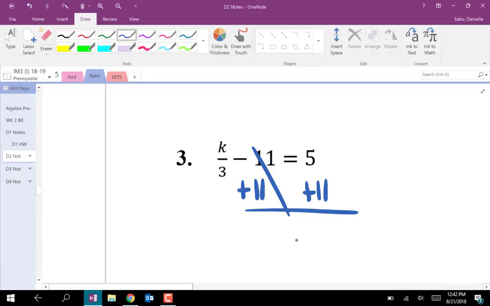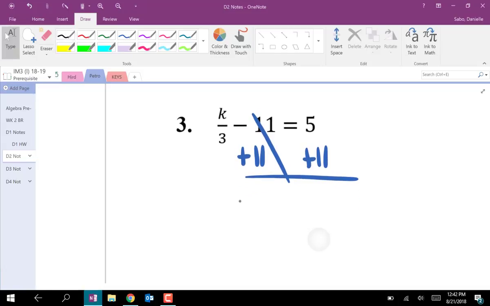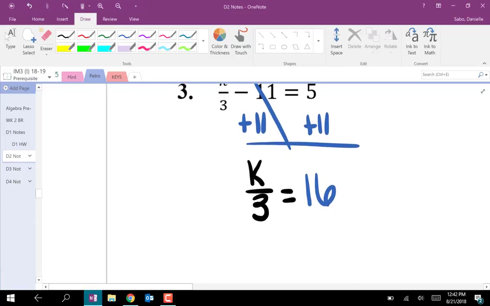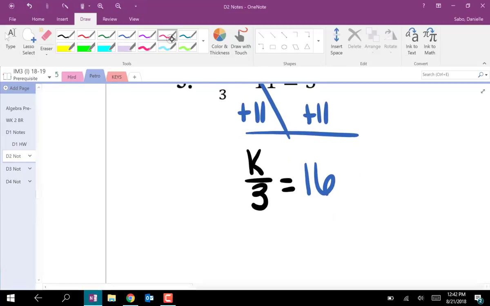Once you add to the other side, it no longer exists, so make sure you move it completely. In black, nothing has changed, and I get what on the right side? 16. Very good. Now, someone asked me a question I thought was really great. Some people want to throw a 1 here and cross multiply. You can do that. That's totally valid, which is basically what you're doing anyways.